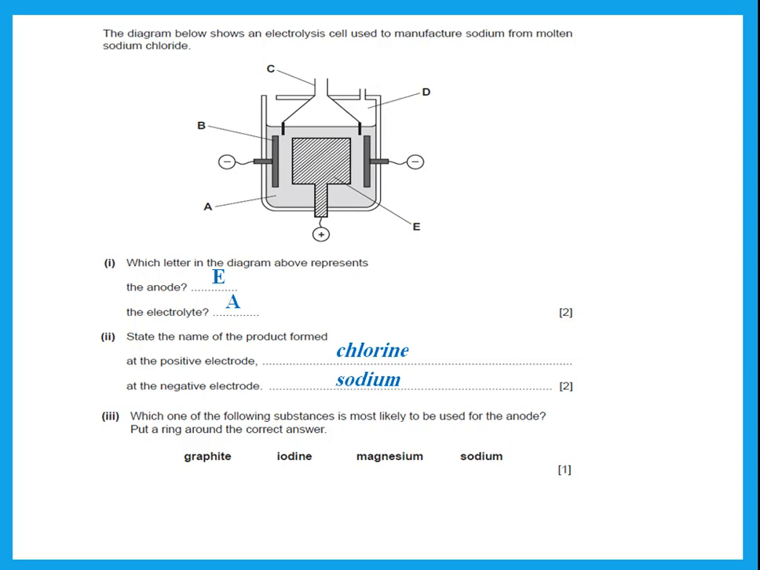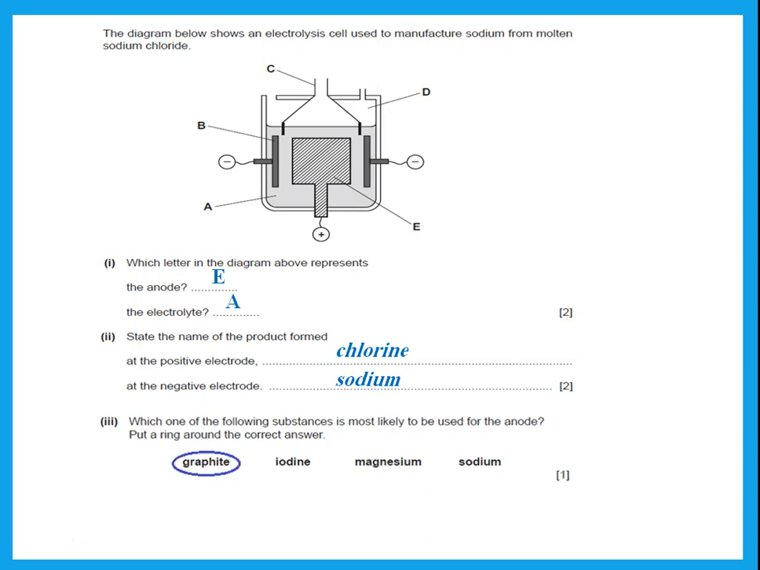Which one of the following substances is most likely to be used for the anode? We said the anode usually is made of what? It's usually made of graphite. This is the cheapest, and it is the nonmetal that conducts electricity.